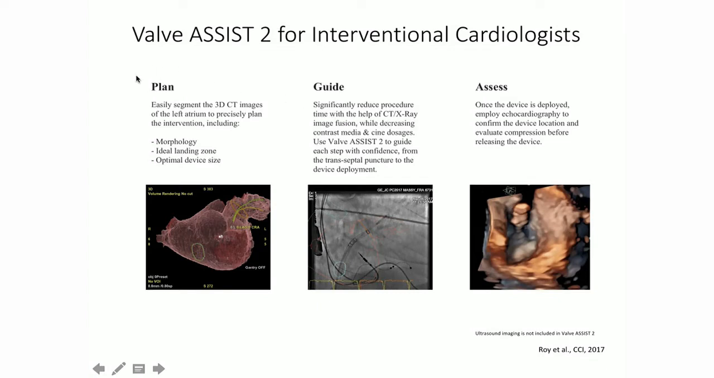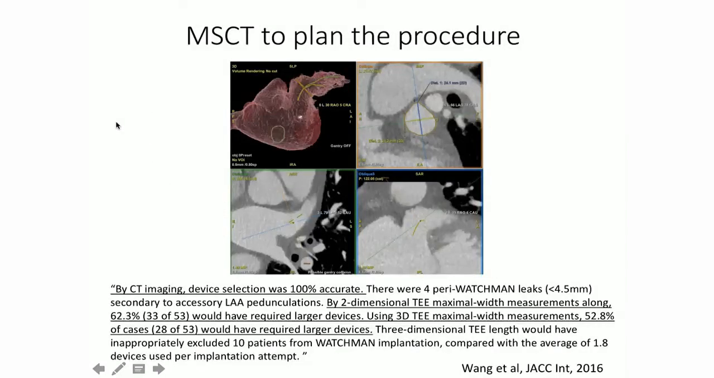With respect to planning, the MSCT fusion allows us to easily segment the 3D CT images of the left atrium to precisely plan the intervention, and this includes morphology, landing zone, and optimal device size. And then most importantly, with respect to guidance, this allows us to significantly reduce procedure time, so efficiency, again, with the help of CT to X-ray image fusion, and this also decreases contrast media and cine dosages. And now we'll review this a little bit more in detail.